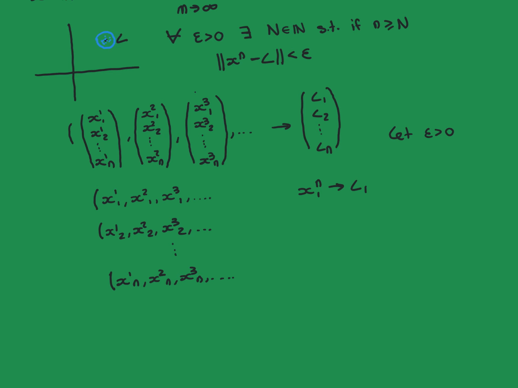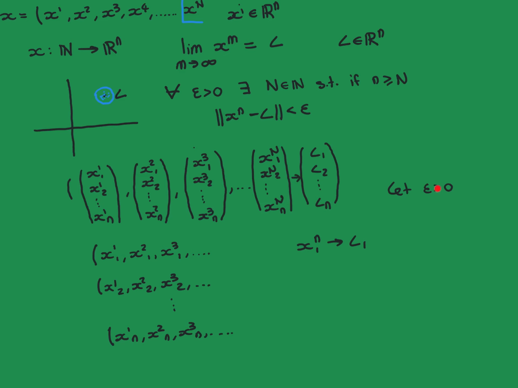I need to take an epsilon that is greater than 0, and I then need to find a big N in this sequence of real numbers such that at that term, and for all terms beyond it, they are within epsilon distance of my limit L1. So how am I going to get that big N? Well, I know that the epsilon definition for the convergence of this sequence of vectors is satisfied, so I will get my big N using that.